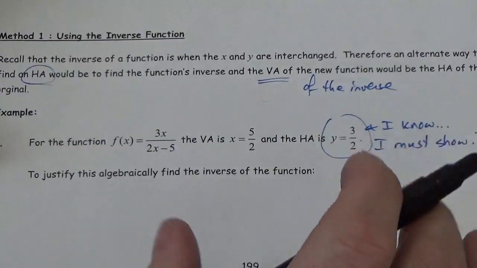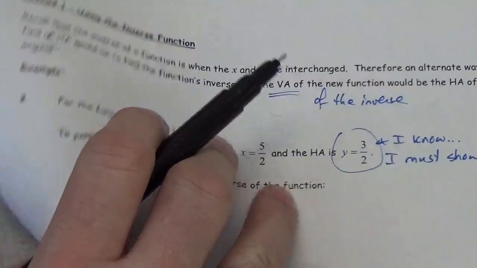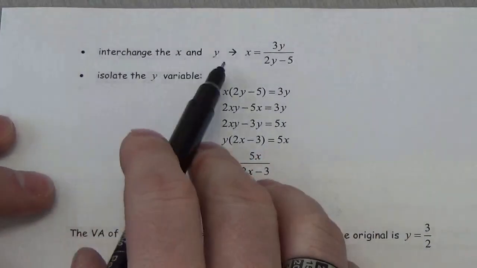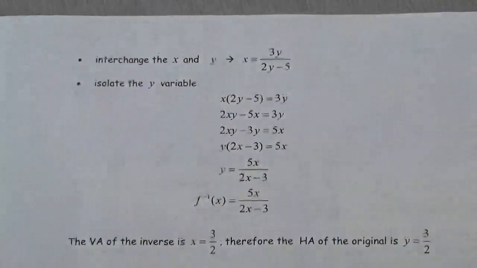So here we go. We're going to find that using the inverse. On the next page, first of all, we're going to interchange the x and the y. That gets us x equals 3y over 2y minus 5. Actually, let's zoom in on this.